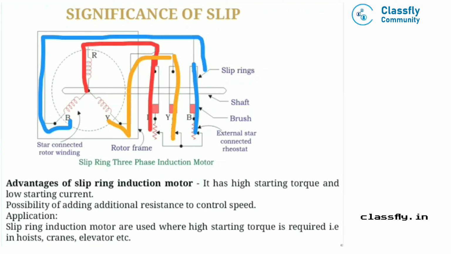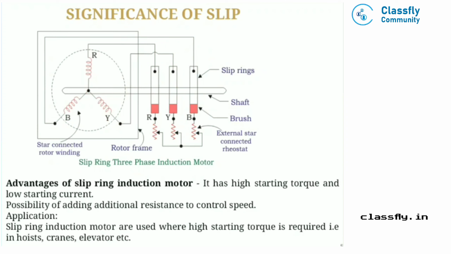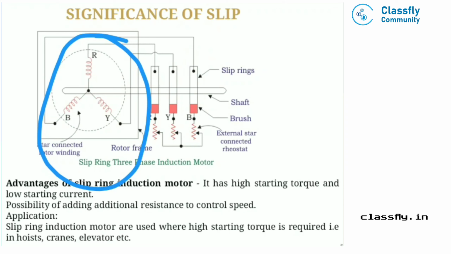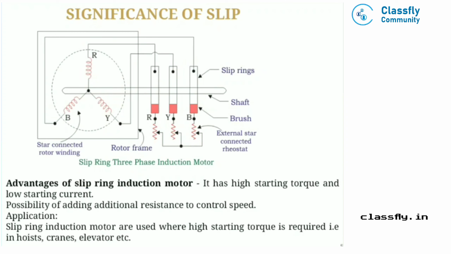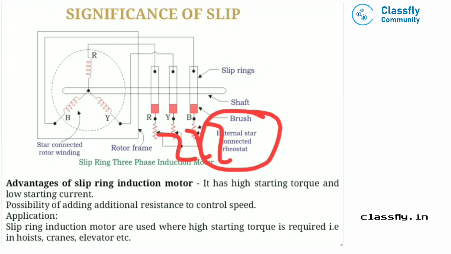And remember that the rotor winding is always in star connection. And what I told, if you get an inverse of your Y, that means it is a star connection. So you can see all the slip rings are connected to each other with lines. And there is an external star connected, that means there is a rheostat connected to all the slip rings, right? That means to all the supplies. So this is basically the circuit for the slip ring three-phase induction motor.